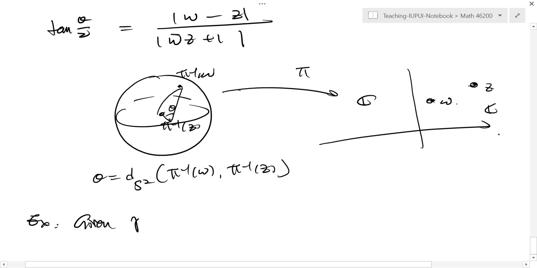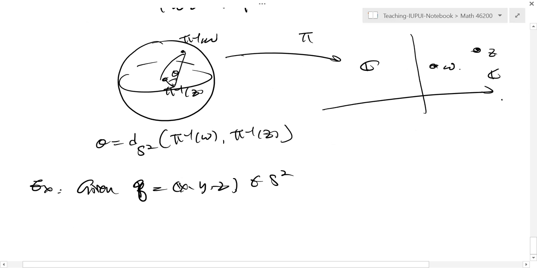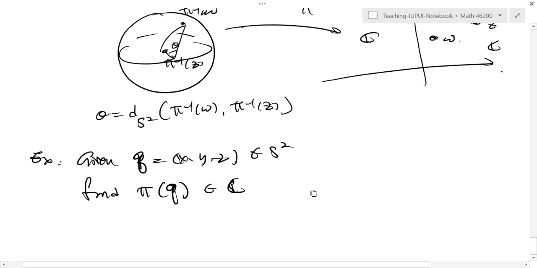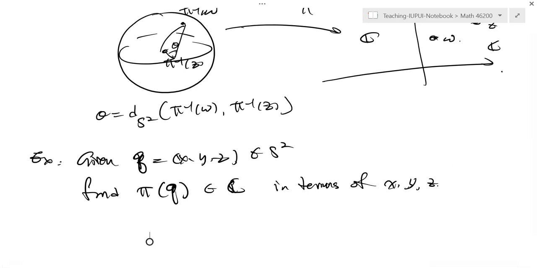Given the point Q, X, Y, Z on the S2, find the formula pi of Q. Find the formula, which is complex, in terms of X, Y, and Z. And think about it. I hope you can quickly write it down.